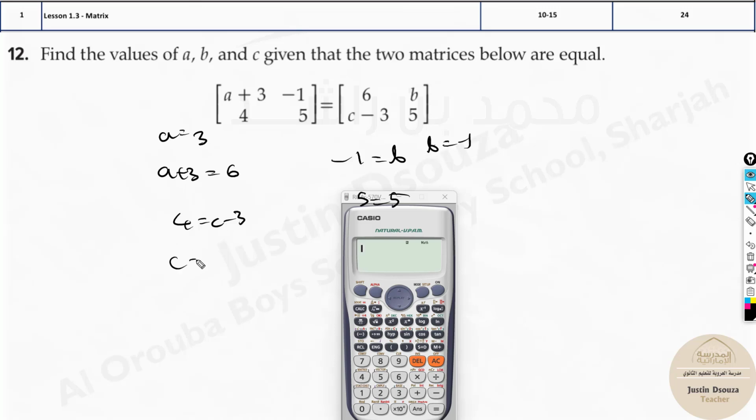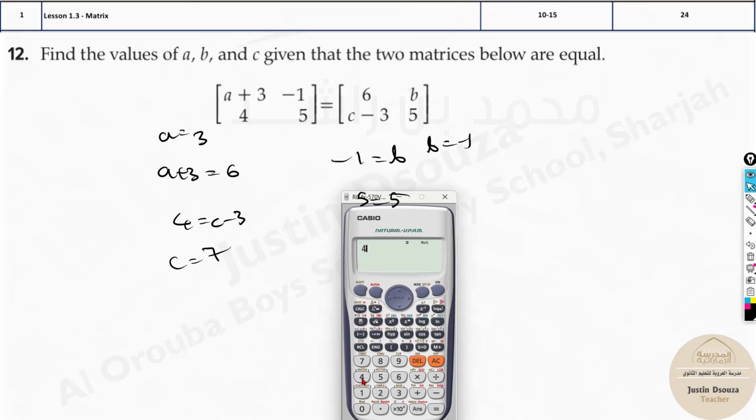And over here, take it to the other side. C will be 7. Now, there is a way to solve any simple linear equations directly in the calculator. Instead of A, like this first element, type it as alpha x, the unknown variable. Then type the numbers. Plus 3 equals how much? It's 6. Press shift and solve, and then equal to, that's your answer.